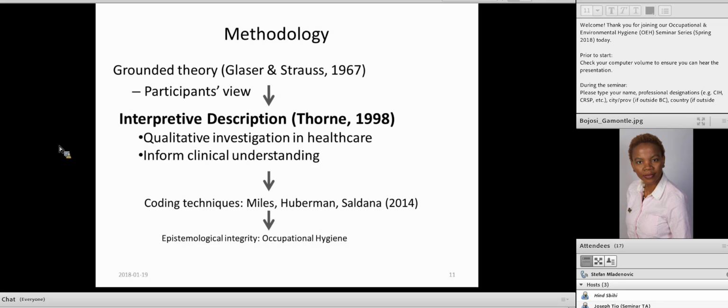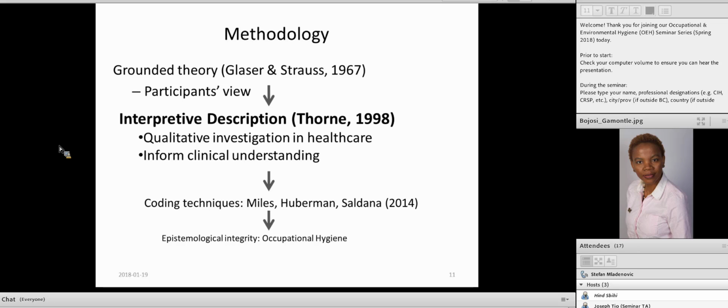So this was a primarily qualitative study. We used a methodology called interpretive description, which derives from grounded theory. And if anyone has any knowledge of qualitative methodology here, interpretive description comes from grounded theory, which comes from sociology and is primarily used for deriving theory out of the view of participants. The difference with interpretive description is that those key statements derived from participants are used to inform clinical understanding. So we use coding techniques by Miles, Huberman, and Saldana.